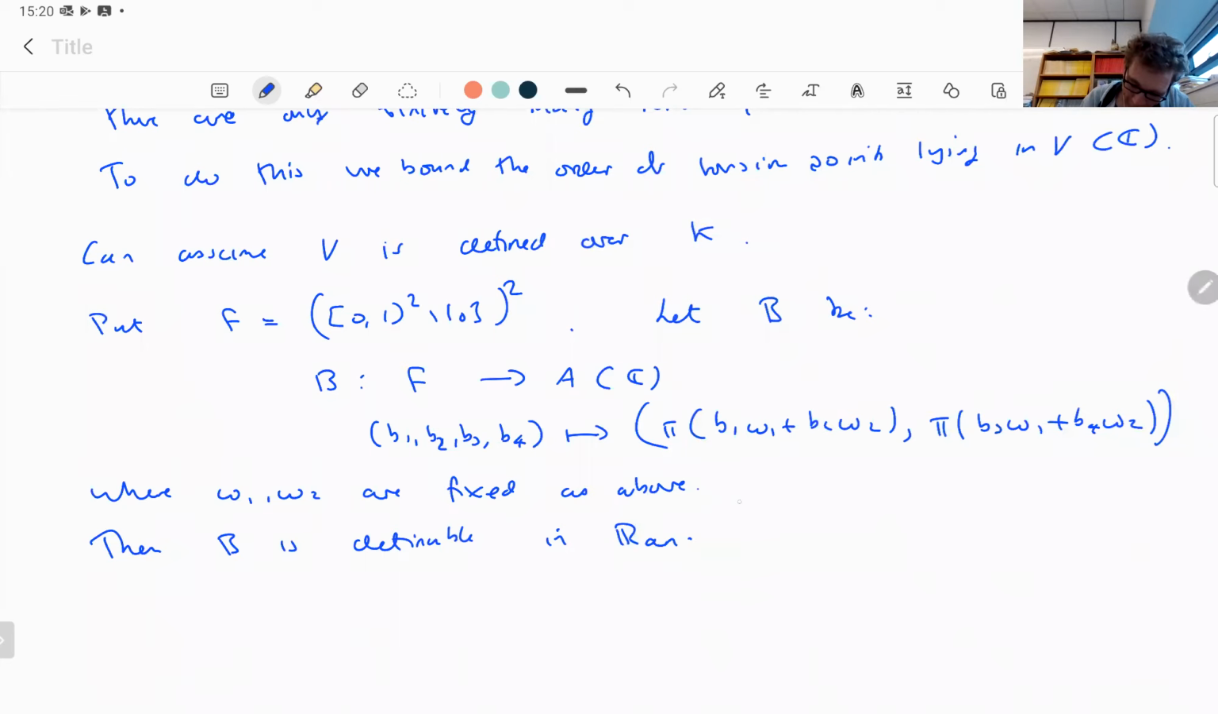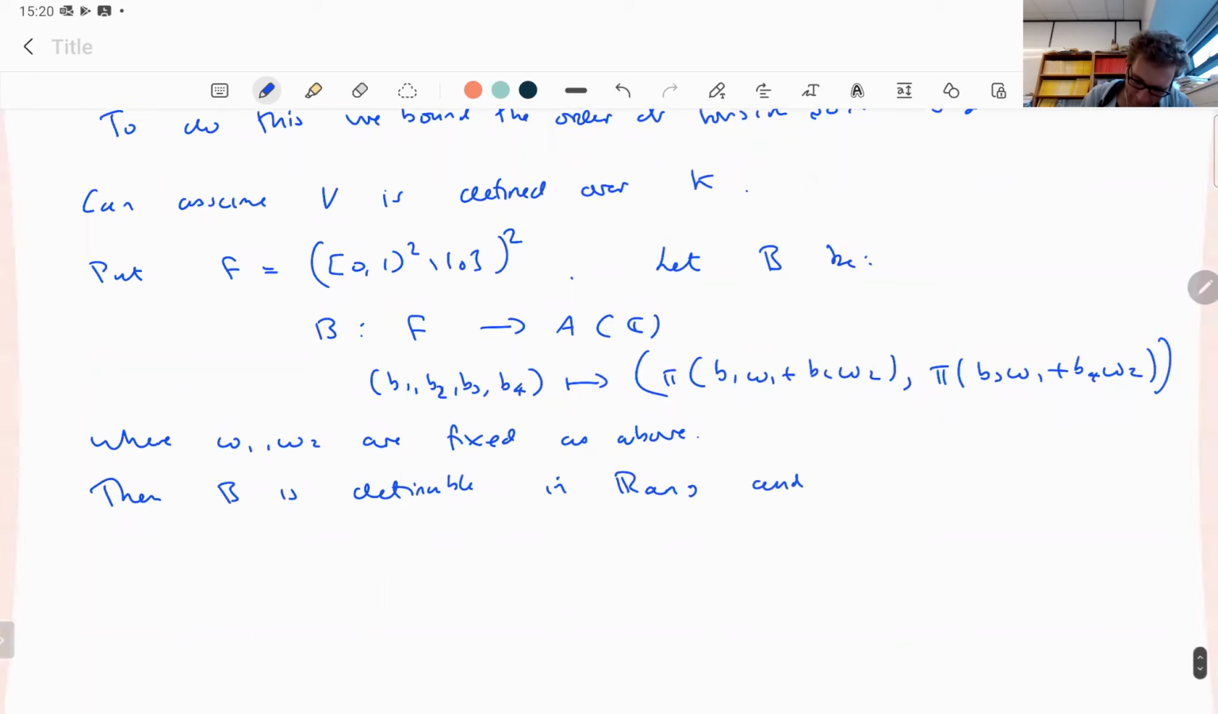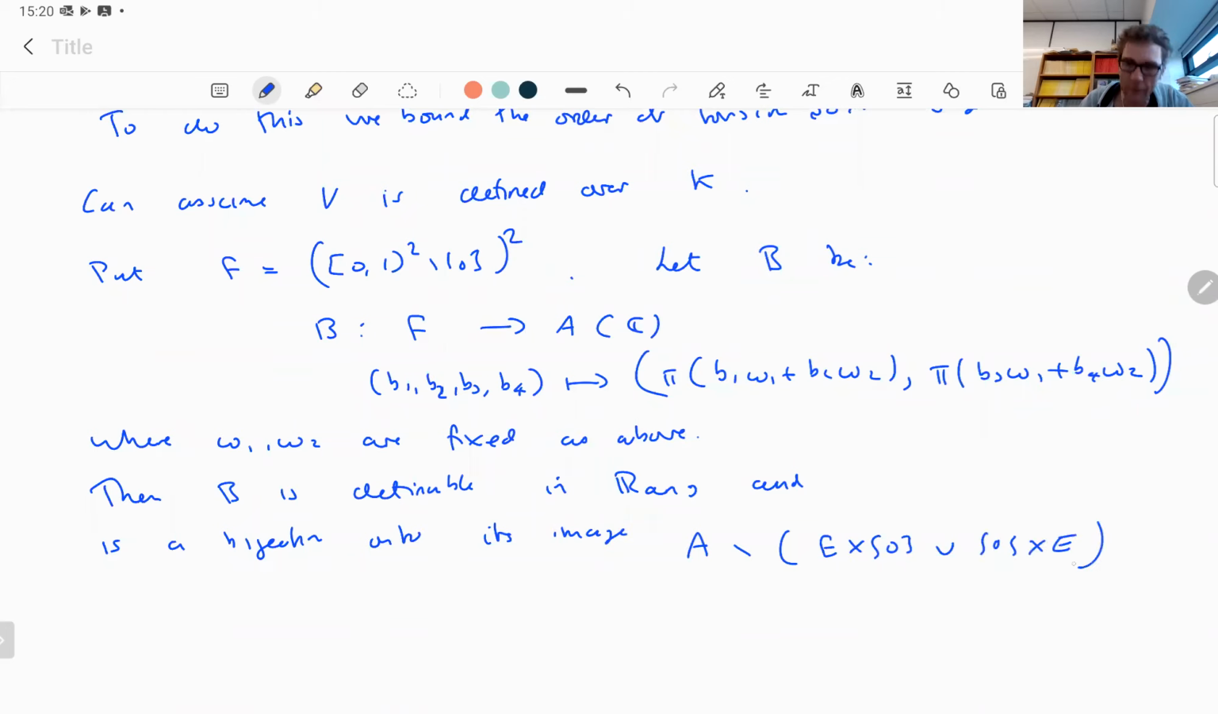Okay, so B is defined in Rn, and what's its image? Its image is almost all of A. So it's a projection onto its image, which is A minus the things that I've taken out, minus those two copies of E.